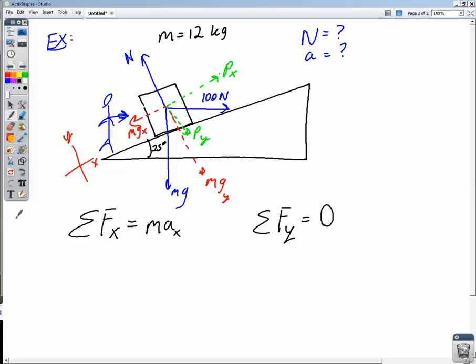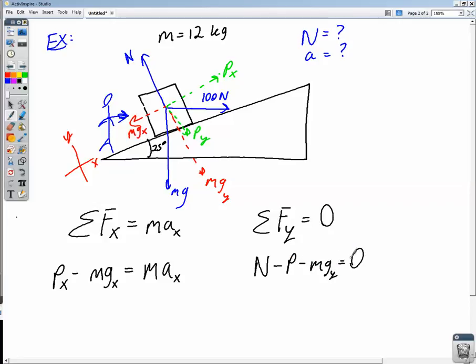Let's throw in some forces here. Let's see who's acting in the x direction. We've got px acting in the positive x direction, so the x component of the push, minus the x component of the weight going down the ramp. And that's it for forces acting in the x direction. So that's equal to mass times a sub x. Over here in the y direction, we've got the normal force going up. We have py going into the ramp. We also have mgy going into the ramp.